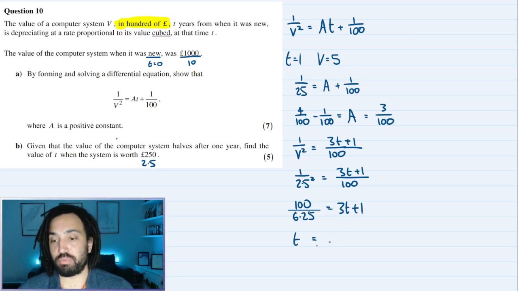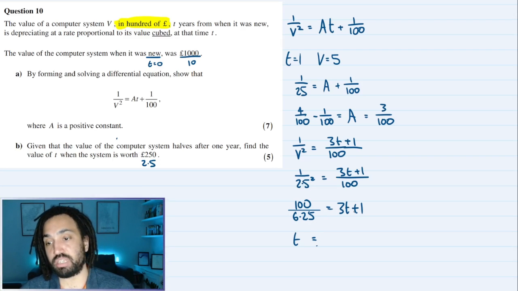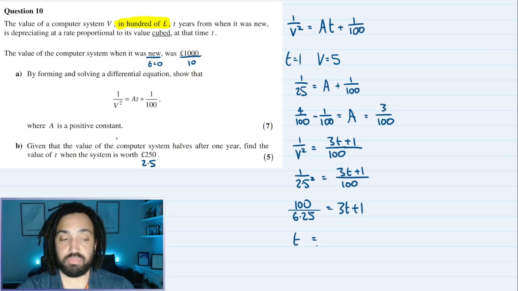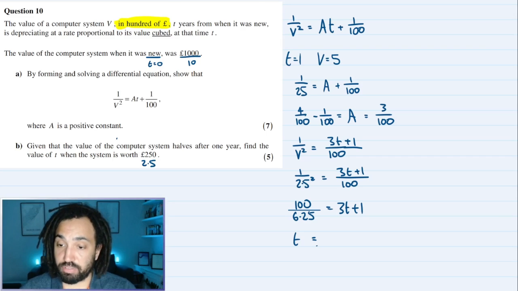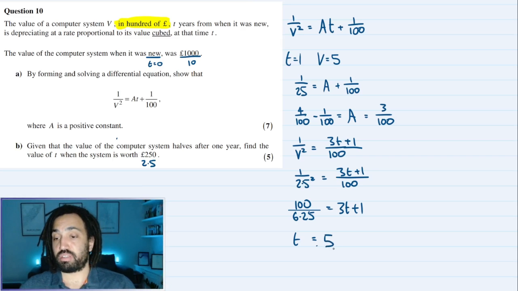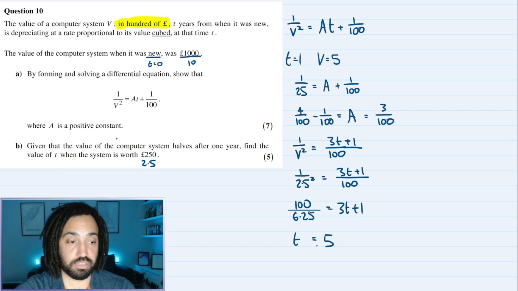So from here we can just do this on our calculator. We can minus 1, and then divide through by 3. And let me figure out what that is. Okay, it gives us perfect 5. Lovely. Great differential equation question. Let's go.